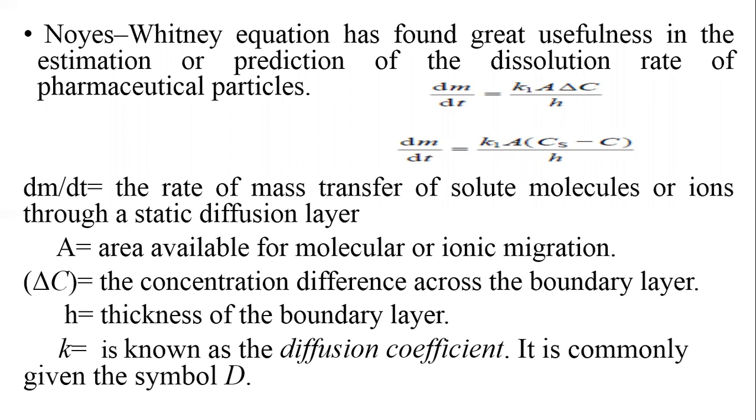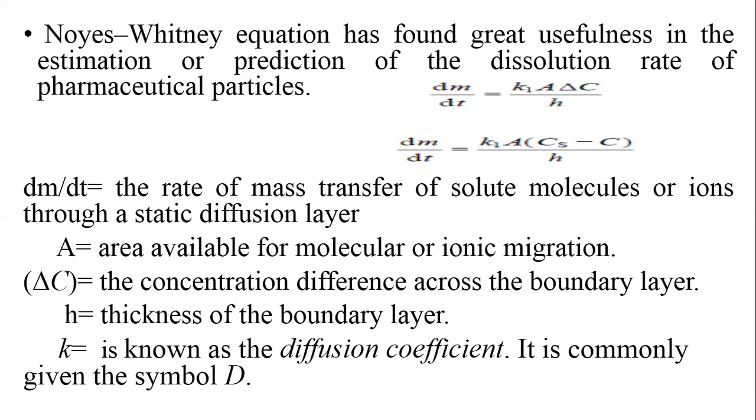the rate of mass transfer of solute molecules or ions through a static diffusion layer is directly proportional with the area available for molecule or ionic migration, A, and the concentration difference across the boundary layer, and it is inversely proportional with the thickness of the boundary layer.